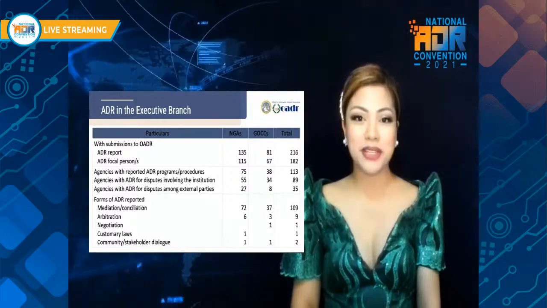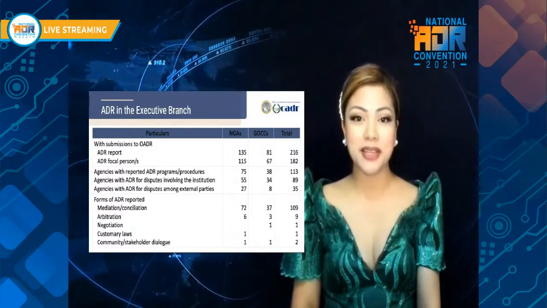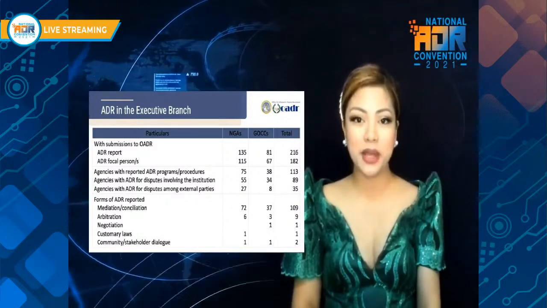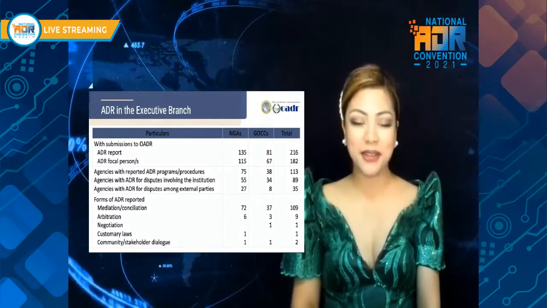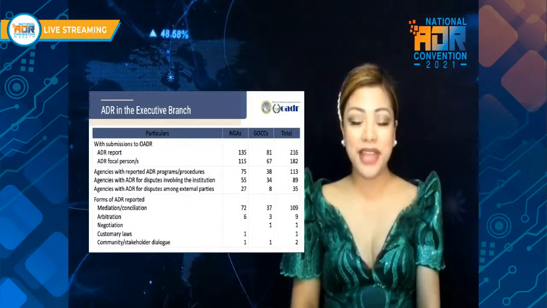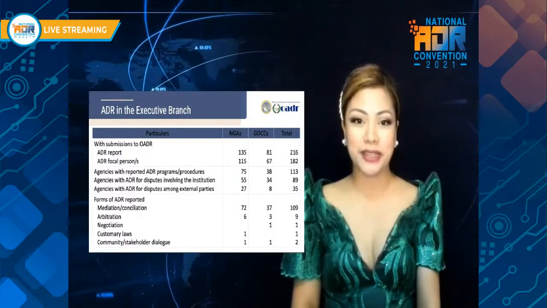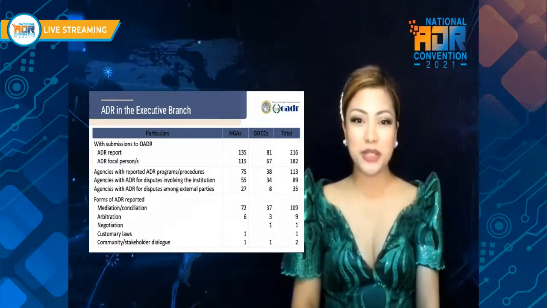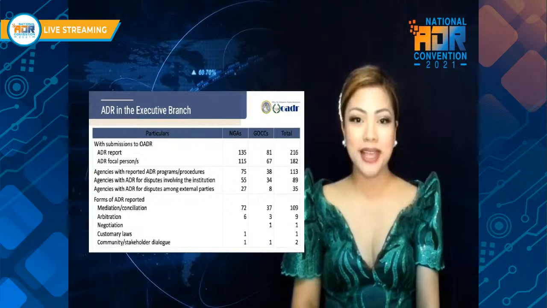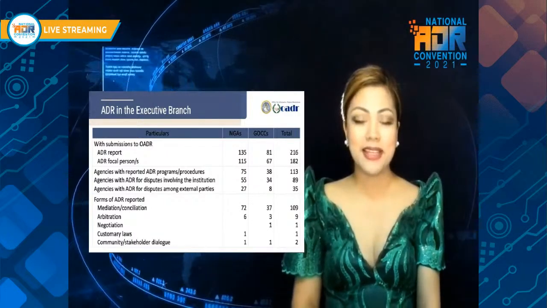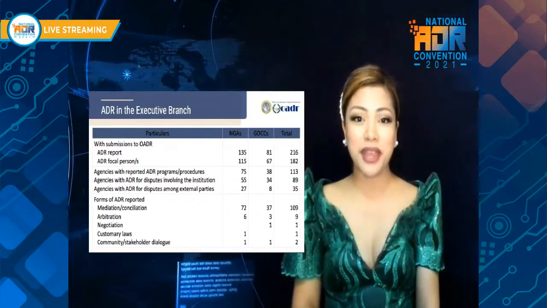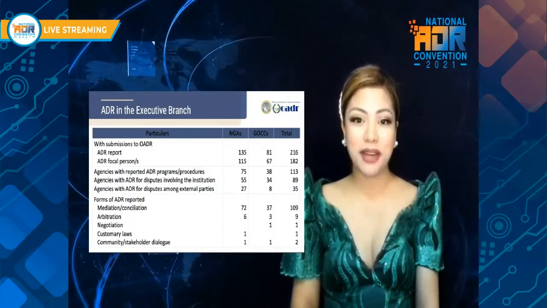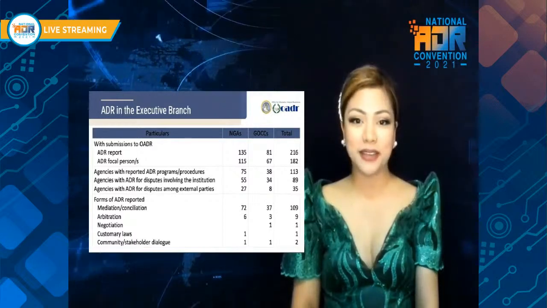Based on the reports, 113 agencies were assessed to have functional programs or procedures in calendar year 2020 with ADR systems defined under the ADR law. Most of the ADR programs and procedures reported relate to mediation or conciliation, which include dispute resolution involving external parties and agency personnel. Several agencies use other forms of ADR, particularly arbitration, negotiation, customary laws, and community stakeholder dialogue.